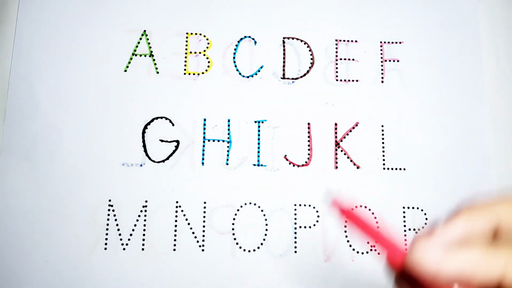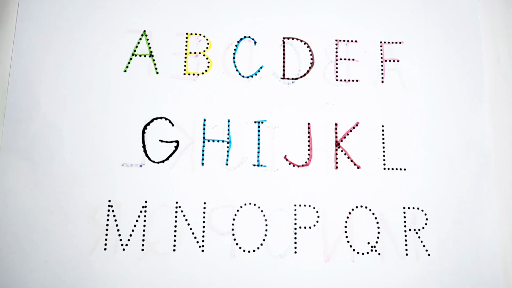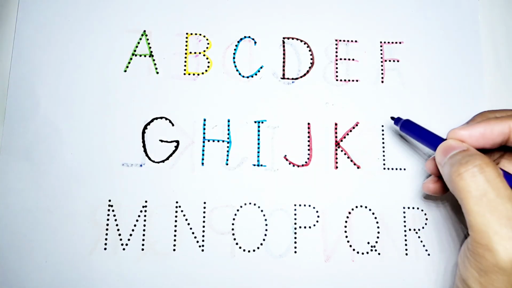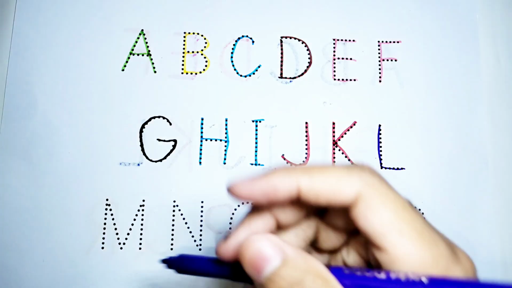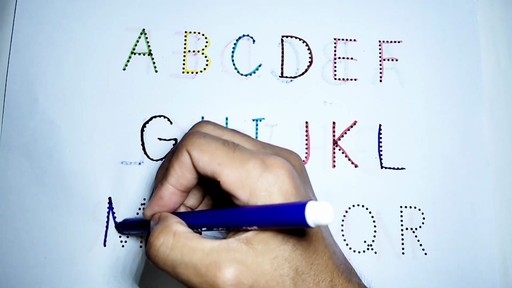And the next one is K. K for kite. The next one is L. Now we draw L. And the next one is M. M for moon and for mango.